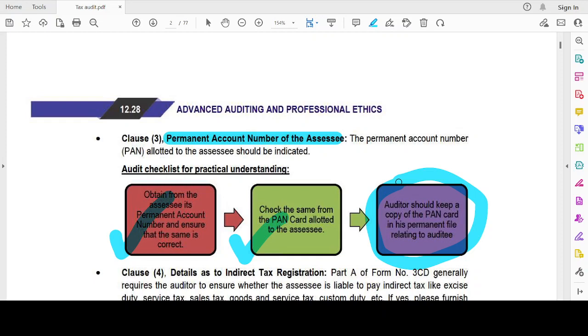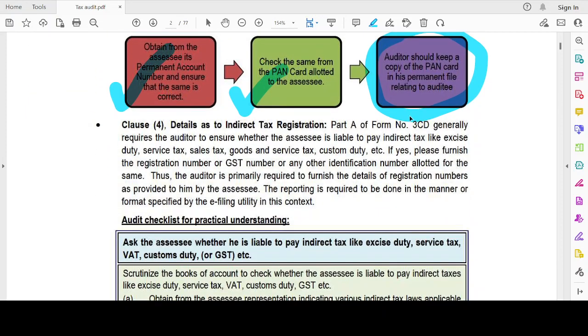Permanent audit file means the file which remains the same over periods. It could contain the memorandum of association, MOA, AOA, PAN card, and GST registration copies. Those will form part of the permanent audit file, while the temporary audit file will be the current period's audit working papers. Then clause 4 deals with indirect tax registration.